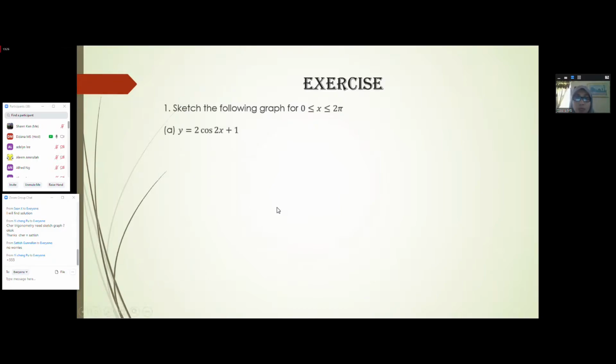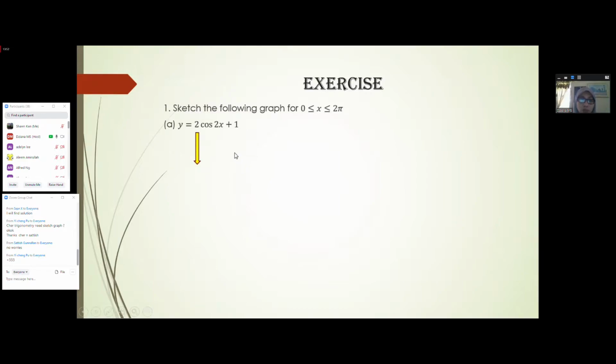Now, 2 cos 2x plus 1. How many changes in the question? Can someone explain? How many changes in the question? 3. Very good. There are 3 changes. First is the 2 in front, 2 inside, and plus 1.